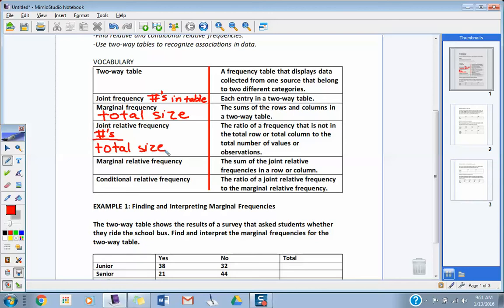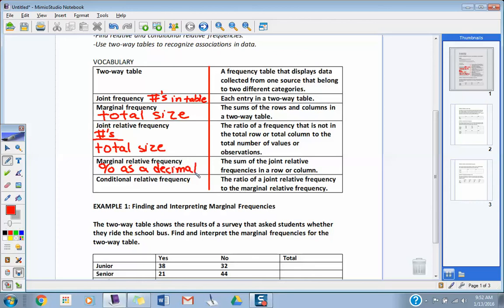And then when we start talking about those totals, we always start talking about those totals as they relate to a percentage, and that's kind of what marginal relative frequency is. Marginal relative frequency is a percent of your joint relative frequencies as a decimal. And I'll show you what that means in an example here.